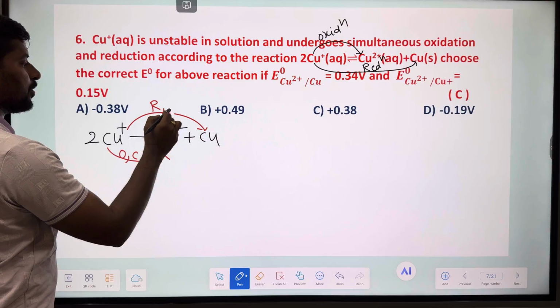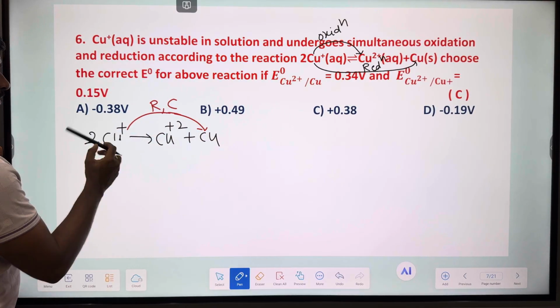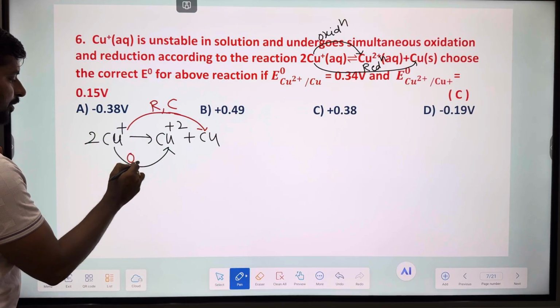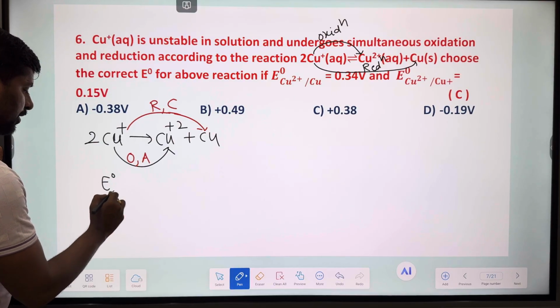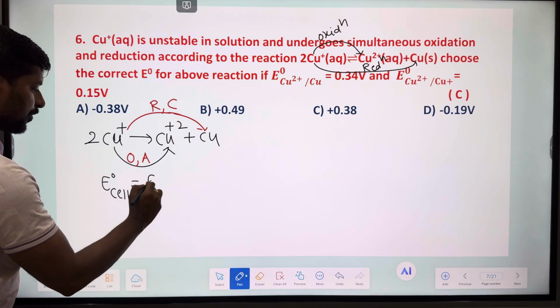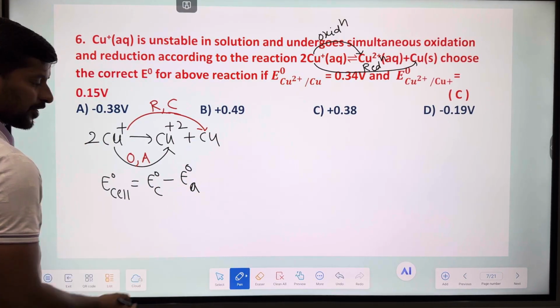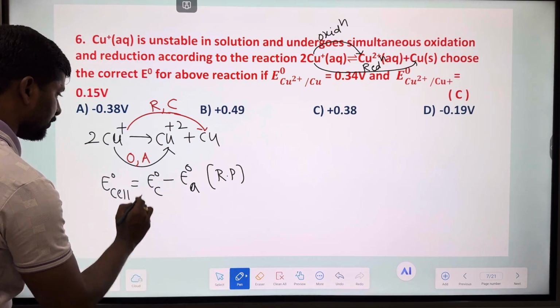Reduction occurs at cathode, right? So this is cathode, and here oxidation, so it acts as anode. So now we have to calculate E0 cell. E0 cell is equal to what? E0 cathode reduction potential minus E0 anode reduction potential, and both we have to substitute reduction potentials.